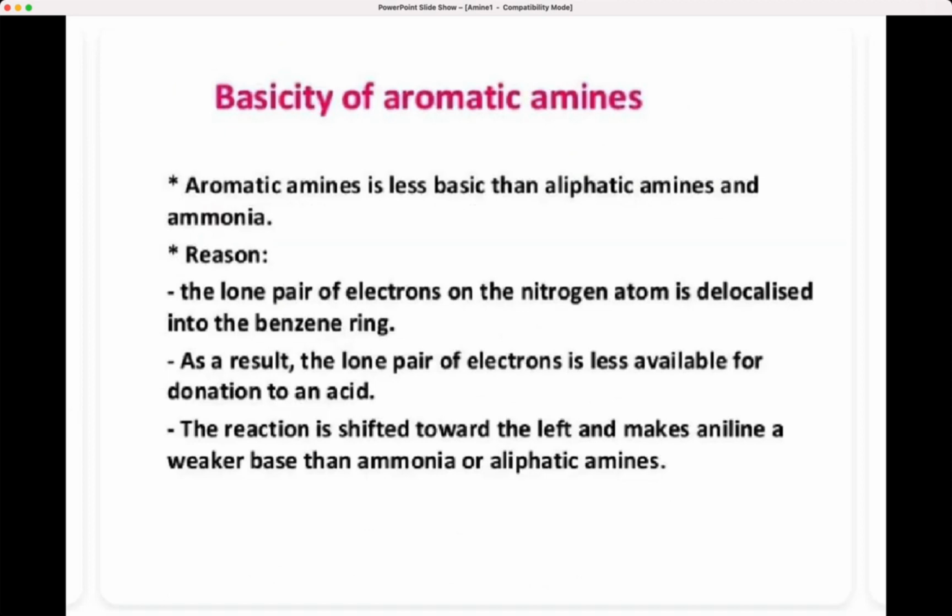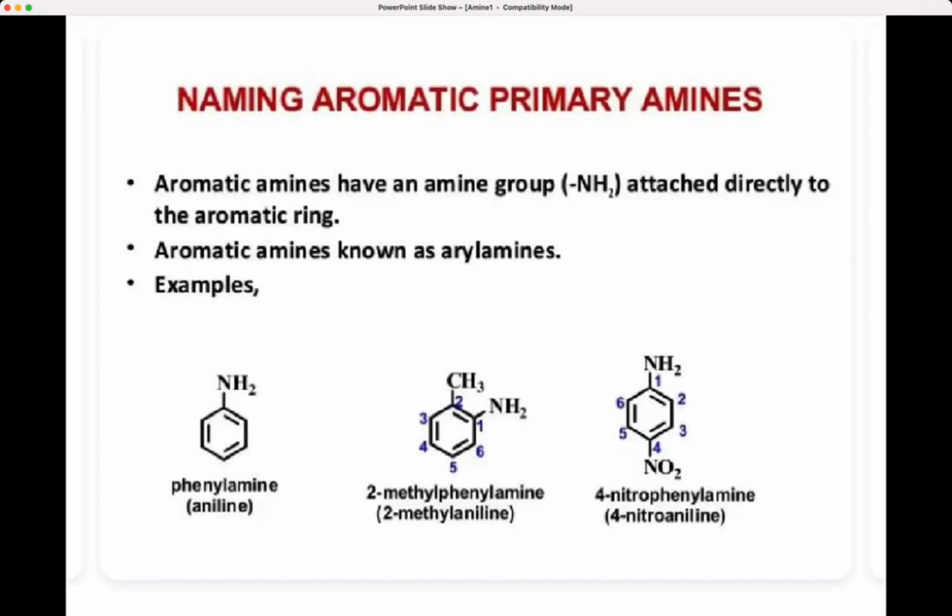Now we will go through the basicity of aromatic amines. Aromatic amines are normally less basic than aliphatic amines and ammonia. Why? Because the lone pair of electrons on the nitrogen atom is delocalized into the benzene ring. Because of that, the lone pair of electrons is not available for donation to any acid. So the reaction is shifted towards the left-hand side. It makes aniline a weaker base than ammonia or aliphatic amines. So remember this point.